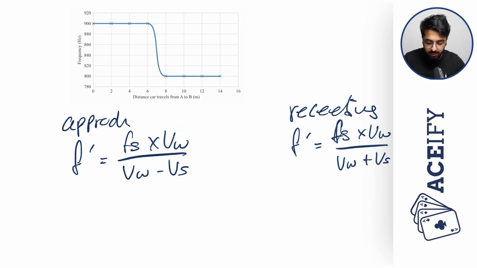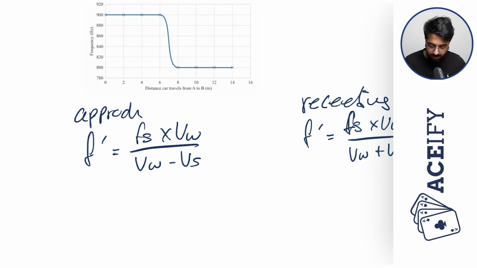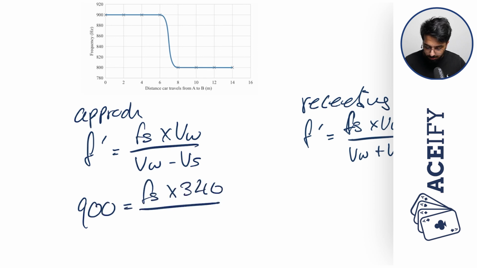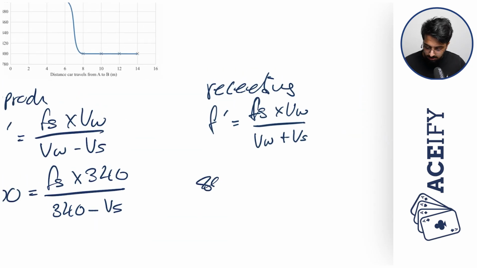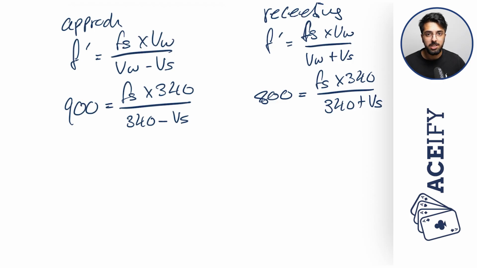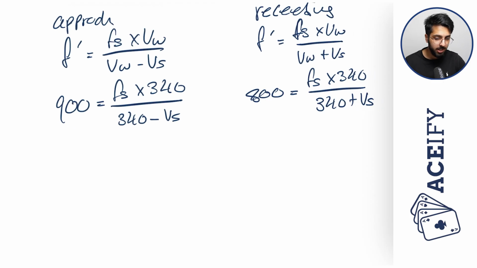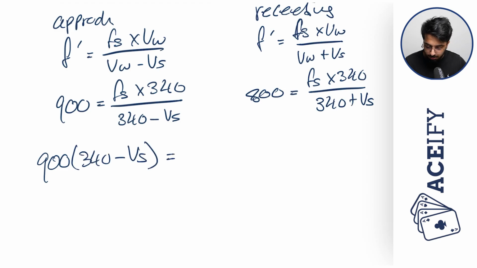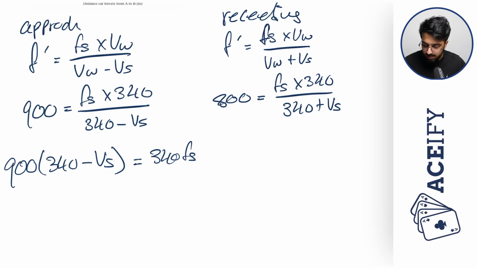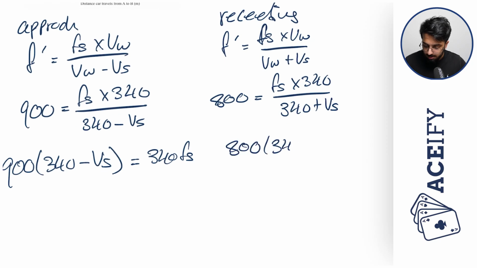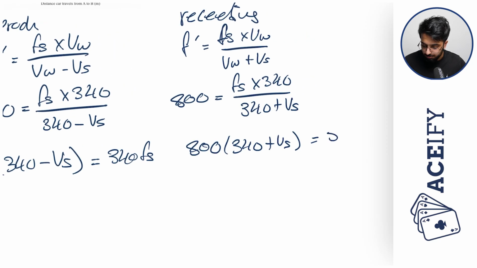So what we can do is plug in our numbers. For the approach, we get 900 is equal to Fs, which again we don't know, times 340, all over 340 minus Vs, which again we don't know. For receding, we get 800 hertz is equal to our source frequency times 340 all over 340 plus Vs. So we can multiply each equation by the denominator, and we get 900 times (340 minus Vs) is equal to 340 Fs. And for the receding case, we get 800 times (340 plus Vs) is equal to 340 Fs.